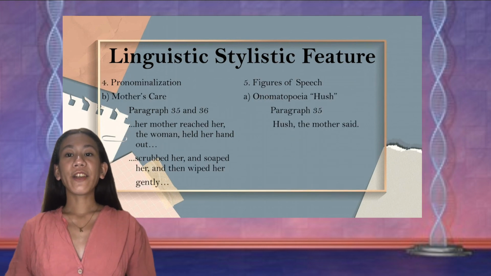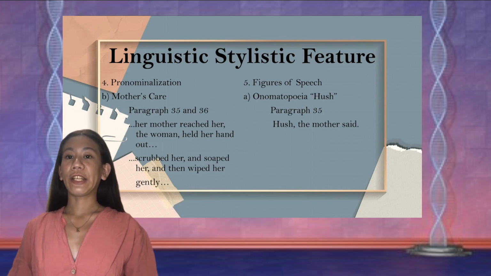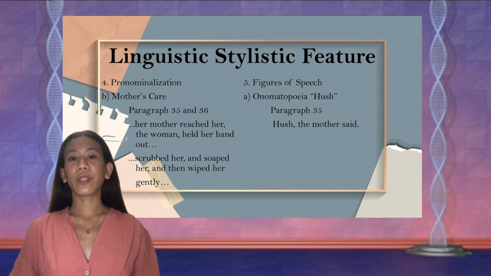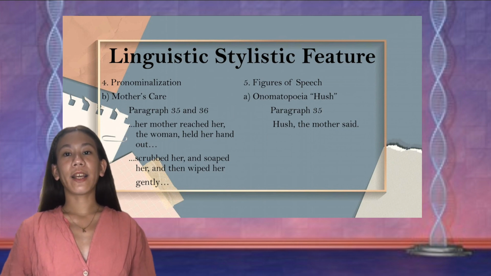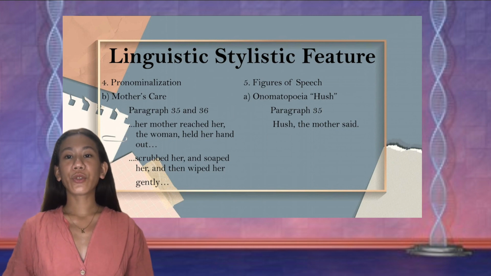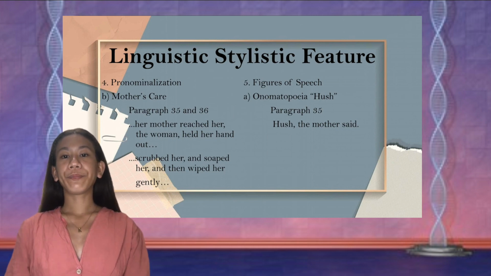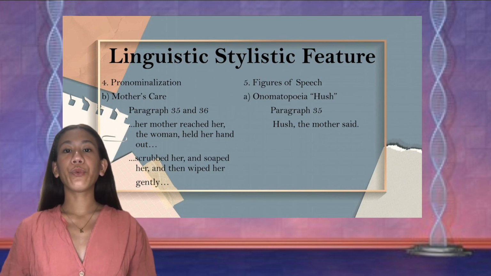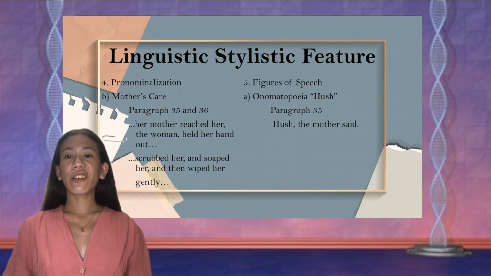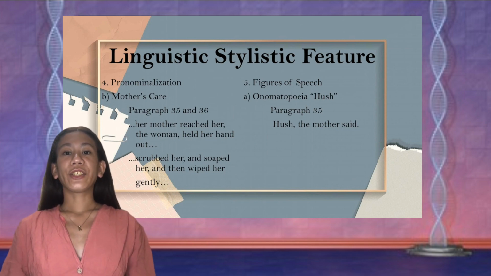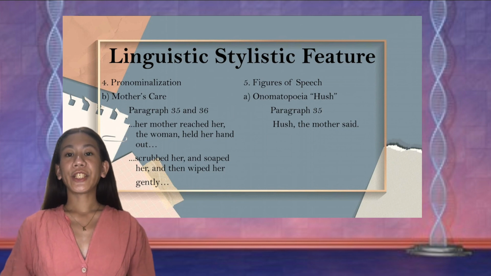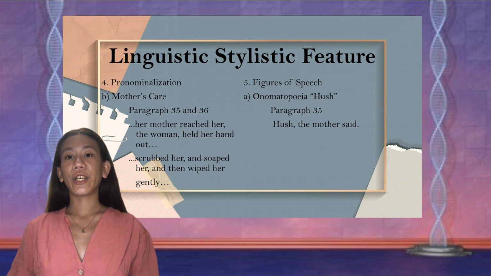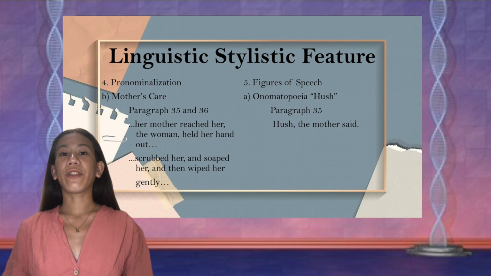Number 2, mother's care in paragraphs 35 and 36, with the passage, "When her mother reached her, the woman held her out. Her mother presided over the bath. The little girl took, scrubbed her, and soaped her, and then wiped her gently." This noun and pronoun reversal can be seen throughout the short story. She is referred to as the mother, yet while she is punishing the man Vicente, she is referred to as a woman. As a result, when she looks after her daughter, she is once again recognized as the mother.